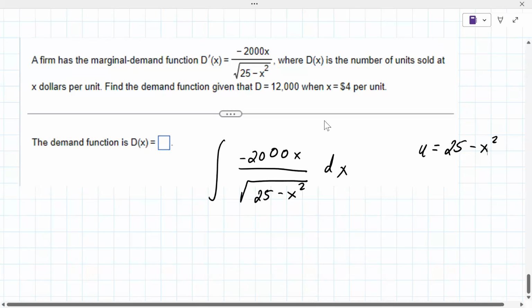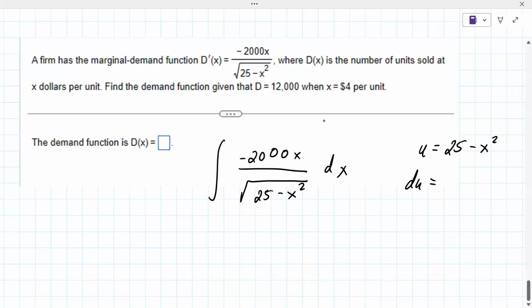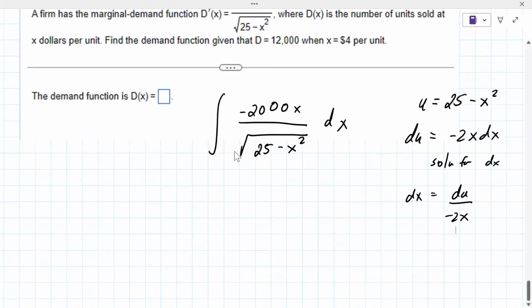So you're trying to make this into something you can integrate. And du here is minus 2x dx. And then you have to solve for dx. So your dx is du over minus 2x, if you're dividing both sides by that. Now you substitute in for your u, that's down here, and for dx, which means you leave this at the moment.